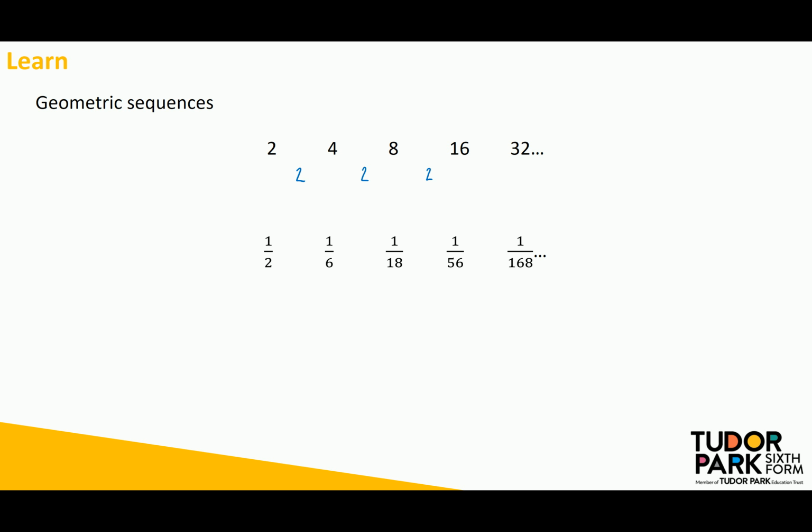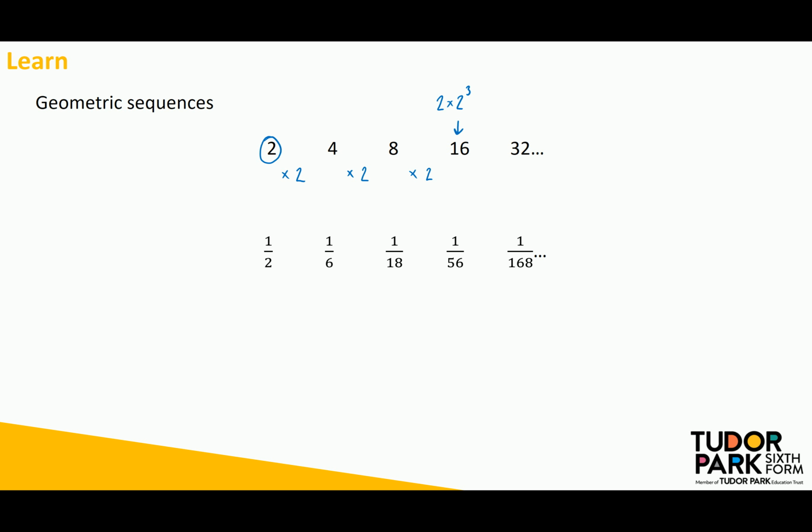So to generate any term in this sequence, I need the first term, and then I need to multiply by this common ratio a given number of times. So if I wanted to generate the fourth term, I've got the first term multiplied by 2 three times. So that would be 2 times 2 to the power of 3.